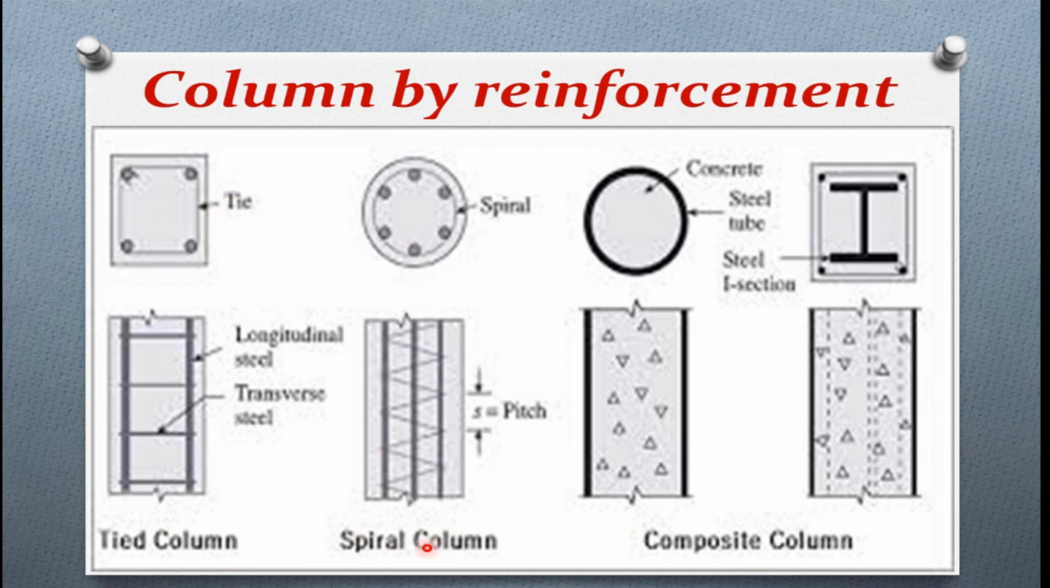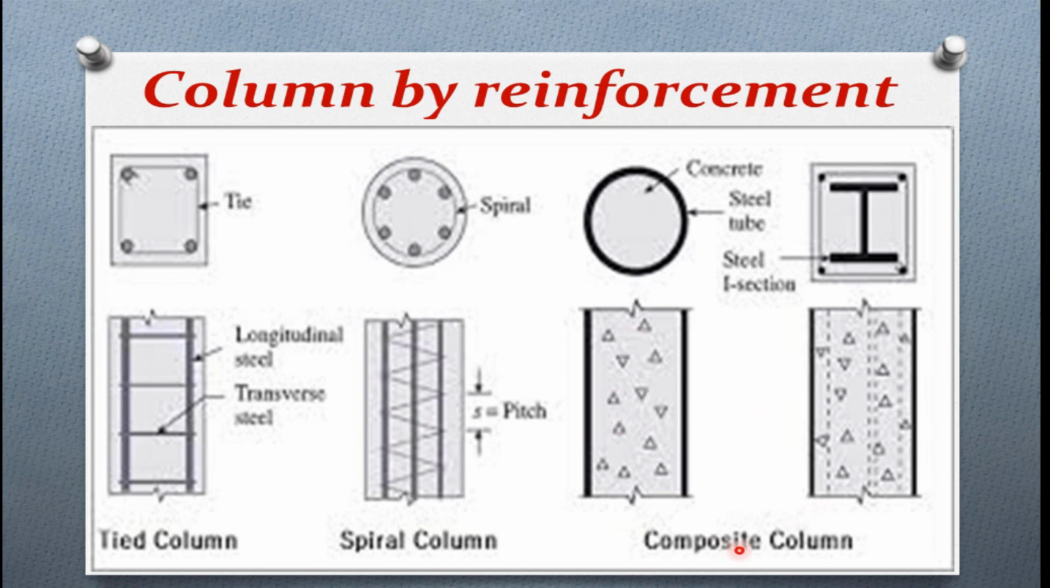And the second one is the spiral column. You can see the vertical steel here as well, but the tie will be in a spiral. It is not rectangular or circular, it is a spiral.